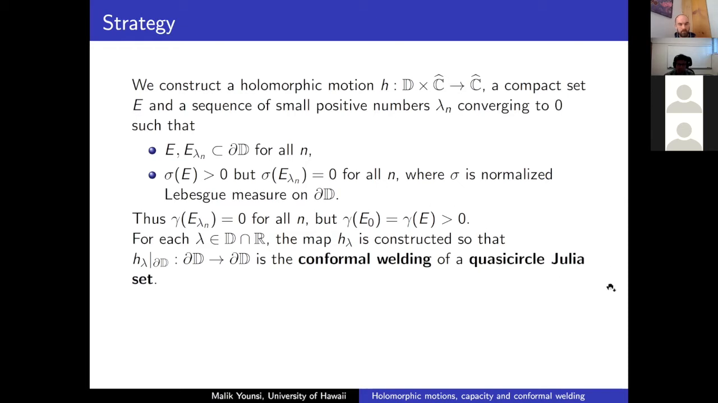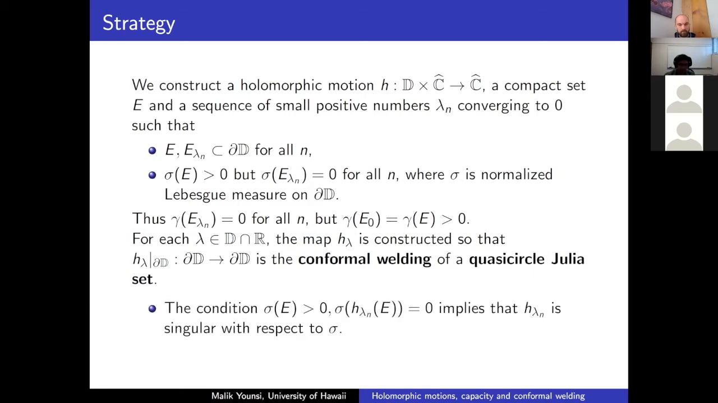So obviously I need to explain what this all means. I'm going to do this very soon. But first let me mention, in addition, that the condition here is that the measure of the set E is positive, but the image of E under h lambda n has 0 measure. It's some sort of singular condition with respect to Lebesgue measure. I know it's very abstract right now, but just keep that in mind. We're trying to construct conformal welding homeomorphisms that are singular with respect to Lebesgue measure in the circle. Okay?